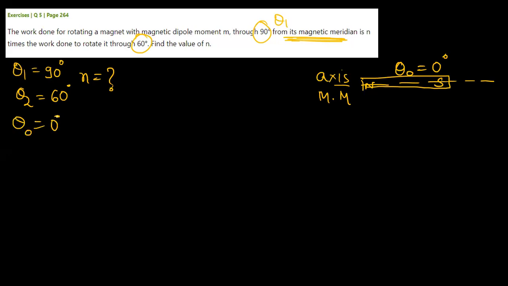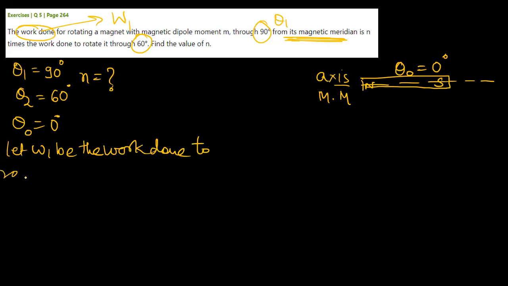So from 0 to 90, it has been done. There will be some work done to rotate it from 0 to 90. Let it be W1. Let W1 be the work done to rotate a bar magnet through 90 degree. Through 90 degree from which point? From its magnetic meridian, that is the 0 point, right?